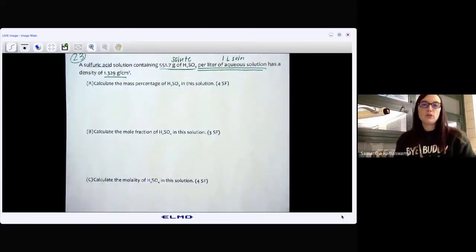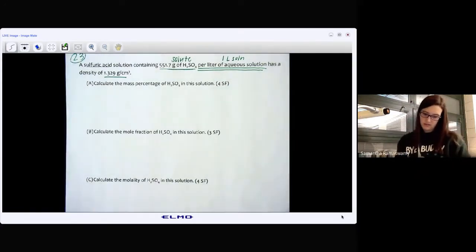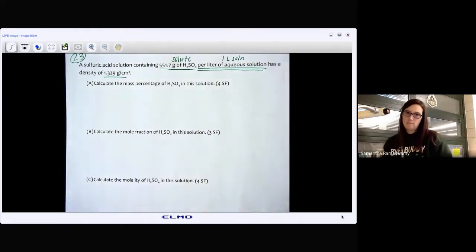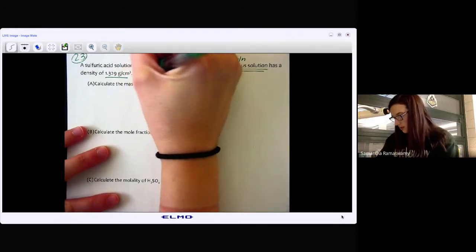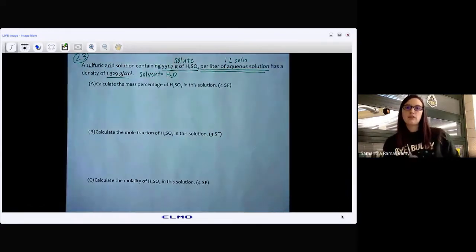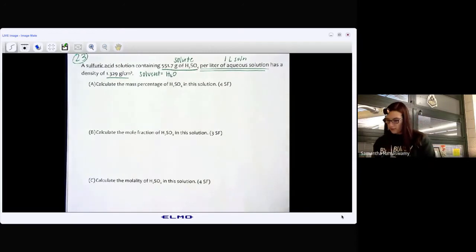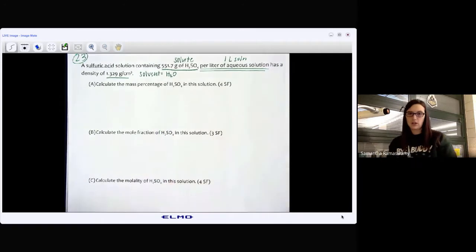So we know the solute, but they didn't tell us what the solvent is. Remember, for acid solutions, whether it's HCl, H2SO4, HBr, if you have a solution and the solute is an acid, the solvent is water. So they didn't outright tell us what the solvent was, but we know that it's water. So now we have all this information: the solute, the total amount of solution, the density of the solution, and we know what the solvent is.